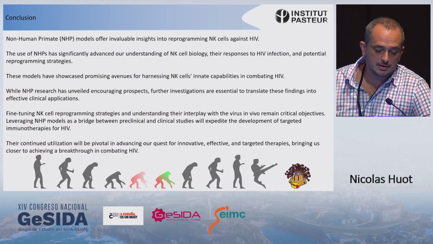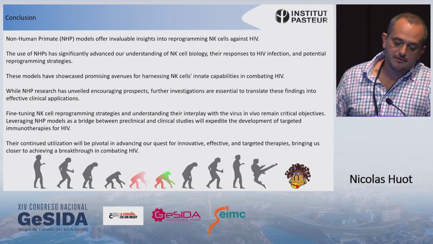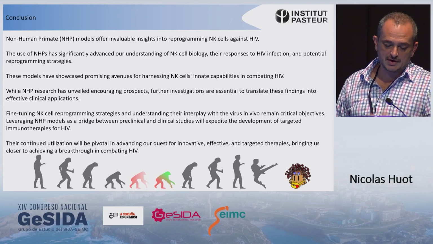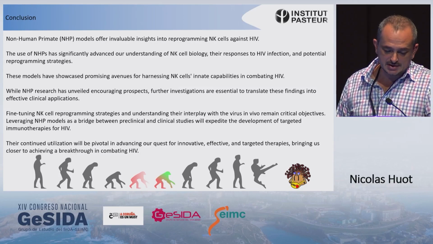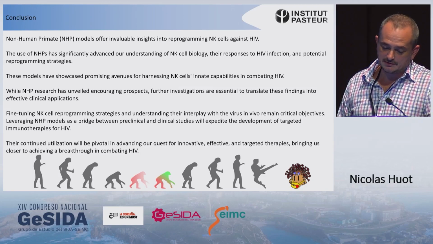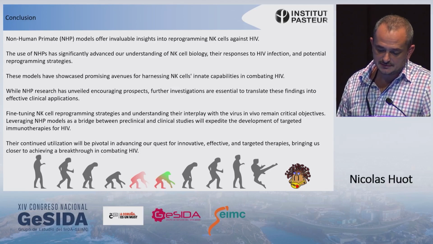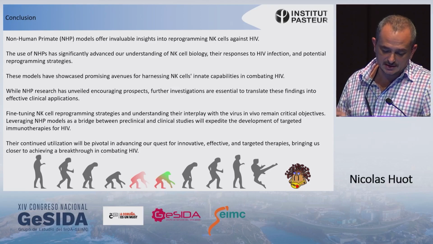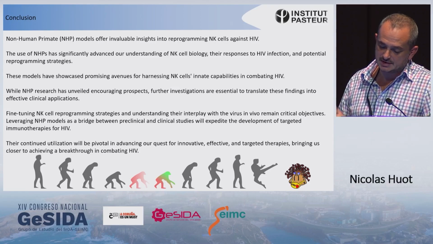So in conclusion, on the animal primate model for insight into reprogramming NK cells against HIV, the use of NHP has significantly advanced our understanding of NK cell biology. While NHP research has unveiled encouraging prospects, further investigations are essential to translate these findings into effective applications. And NHP models continue to be pivotal in advancing our quest for innovative, effective, and targeted therapies.